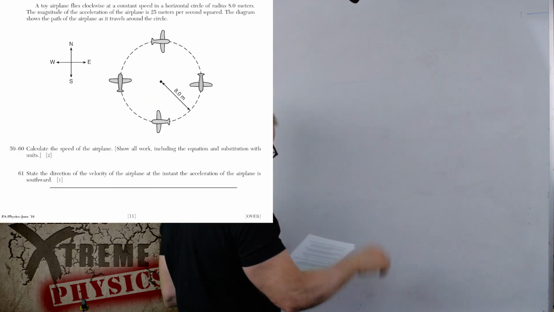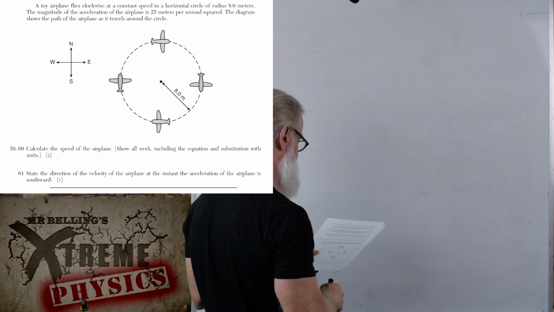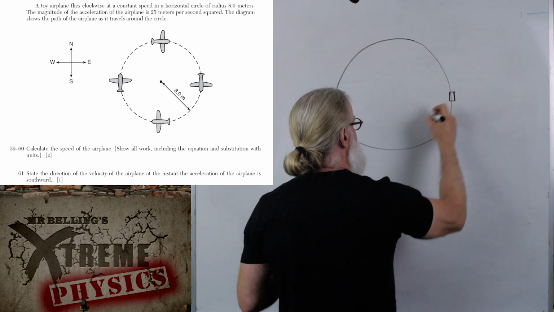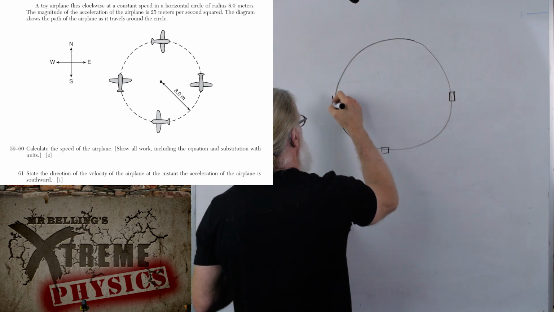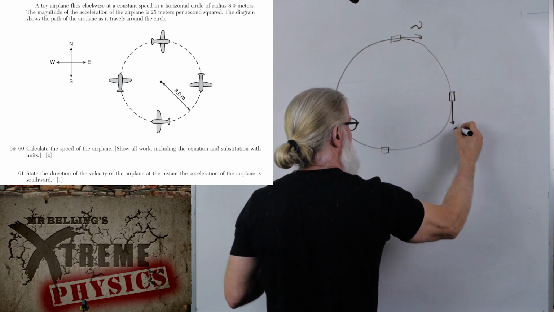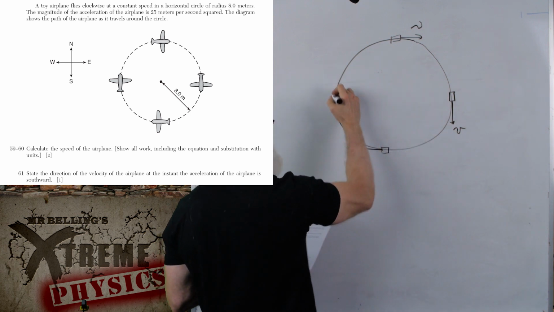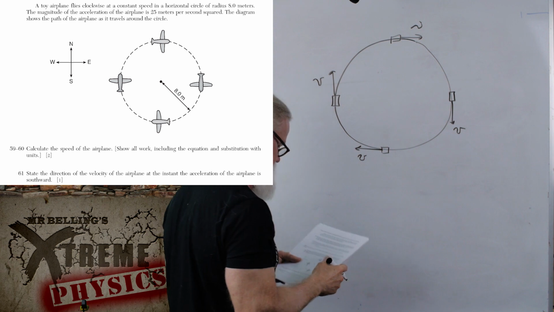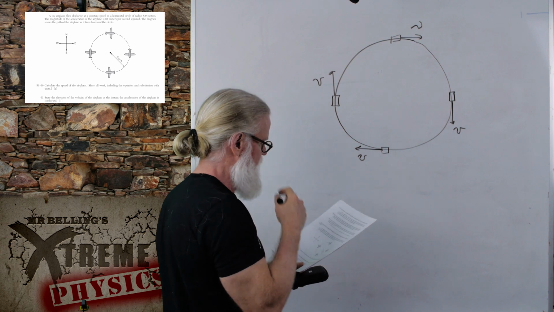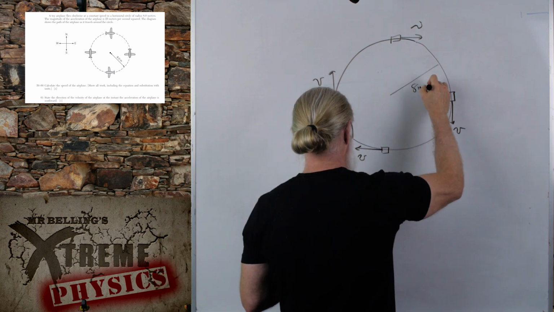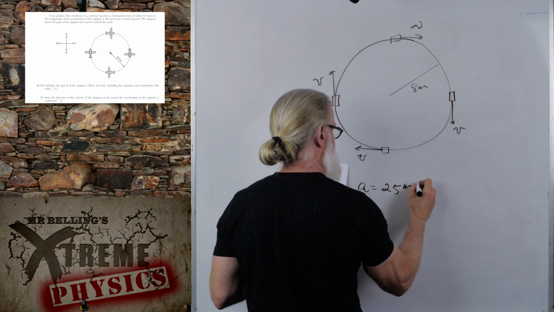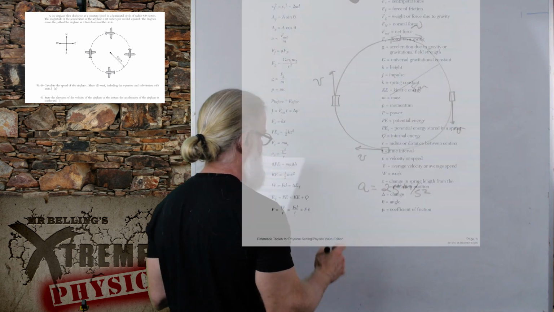A toy plane flies clockwise at constant speed in that circle. Calculate the speed. All right. So I'm not going to get too fancy with my plane because I'm in a hurry. All right. So our velocities are like that. Velocity is constantly changing, but the speed is constant, right? Velocity is changing because the direction is always changing. Calculate the speed. Toy airplane radius is 8 meters, and the acceleration of the plane is 25 meters per second squared.